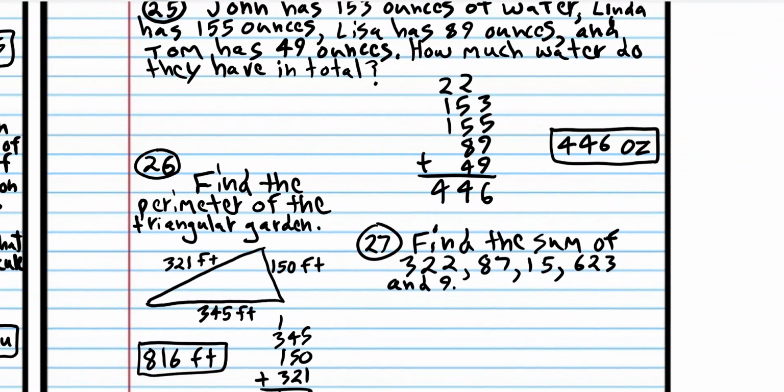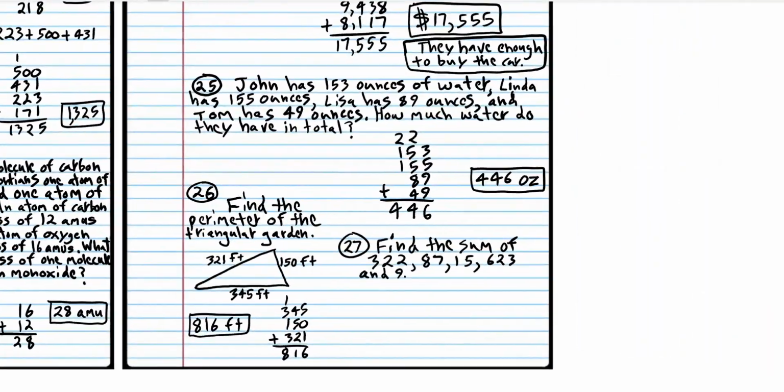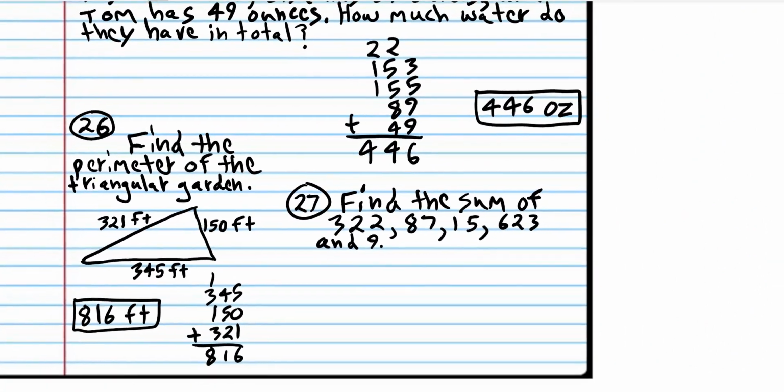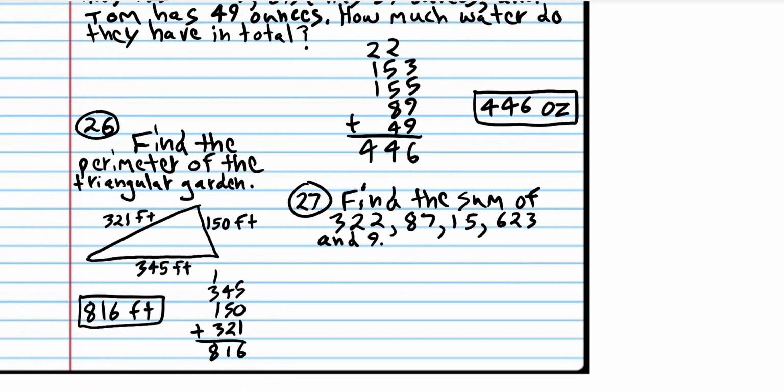On to the next problem. I think this is our last problem for today. Find the sum of 322, 87, 15, 623, and 9. So we're finding the sum of all those numbers. Now remember, the word sum just means the result. It's the number that results after you add a bunch of numbers together. So see if you can do this problem, pause the video, and then when you're done, we'll come back and try it together. All right, we're back. 322, line them up vertically.